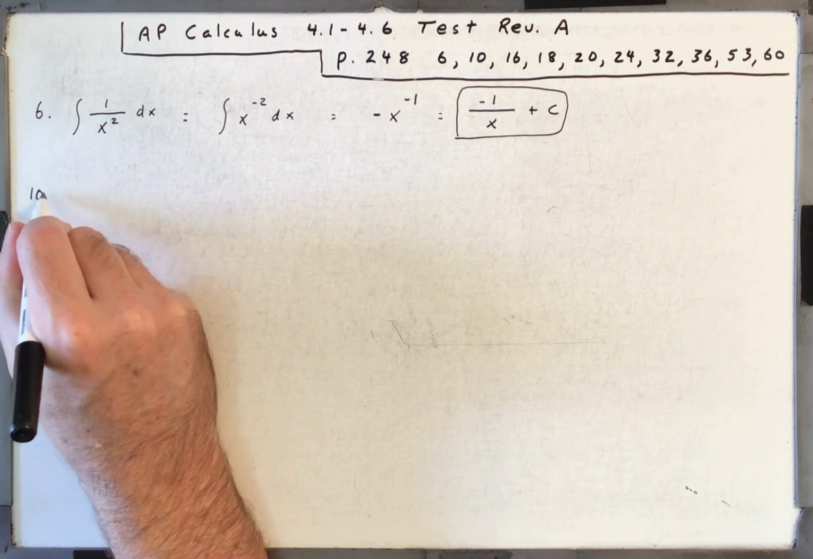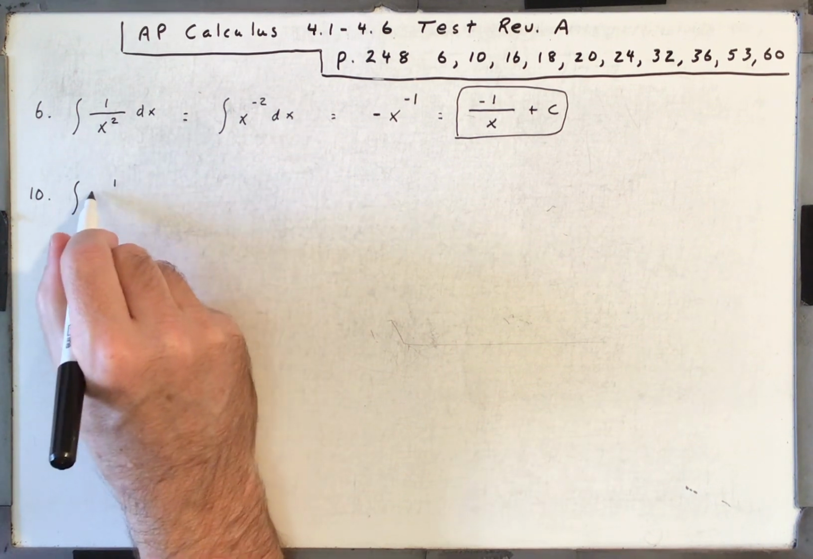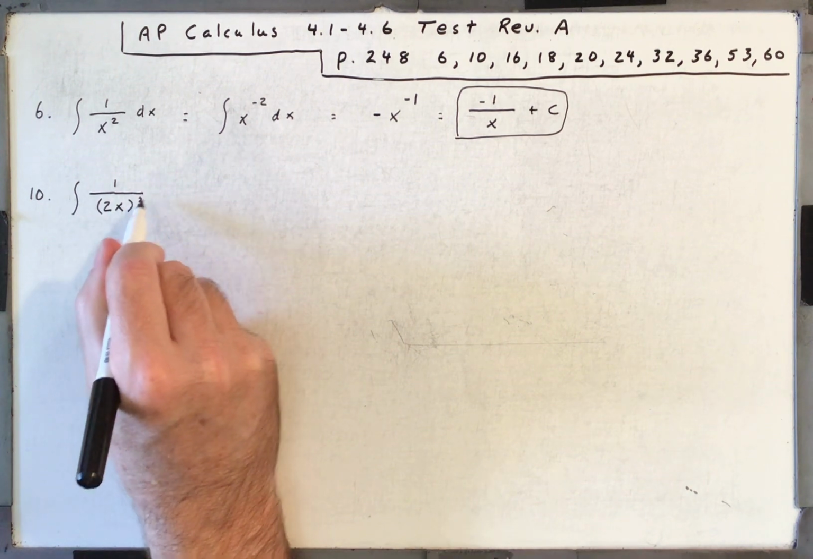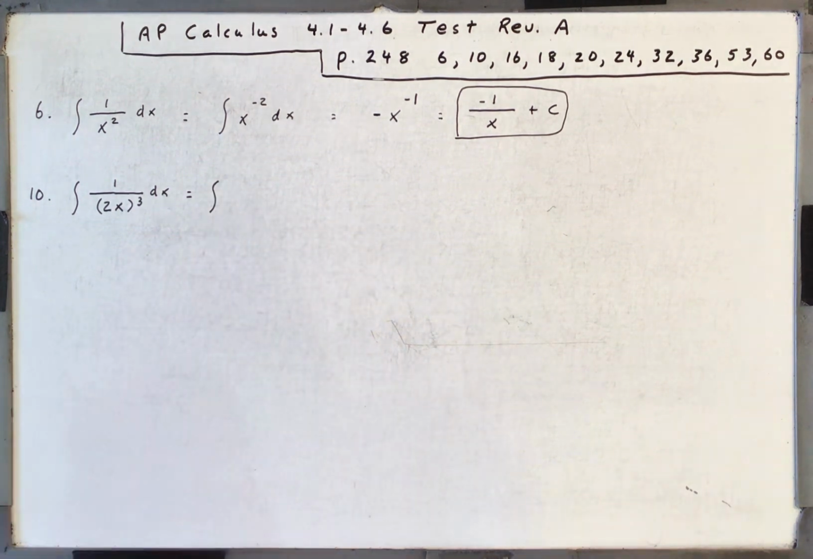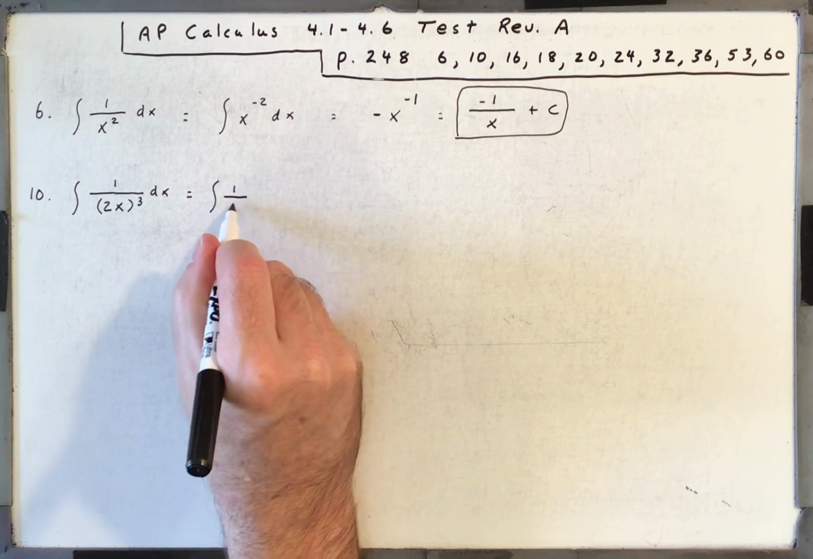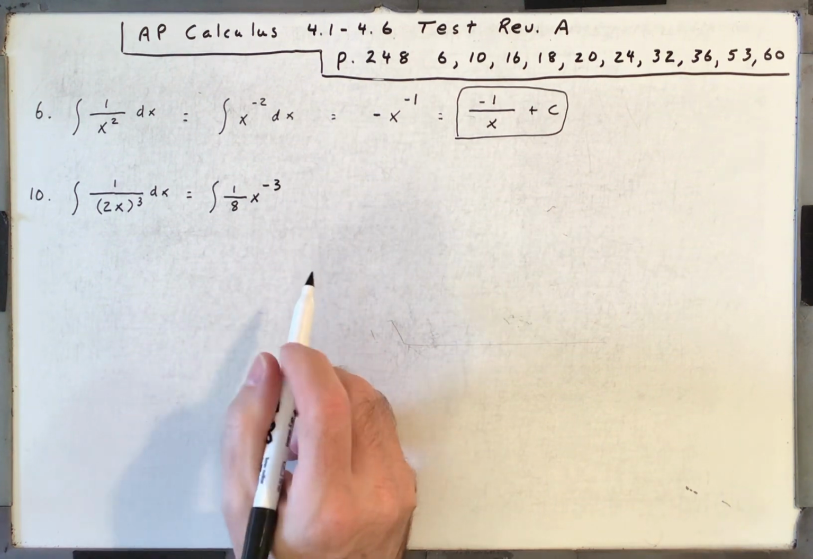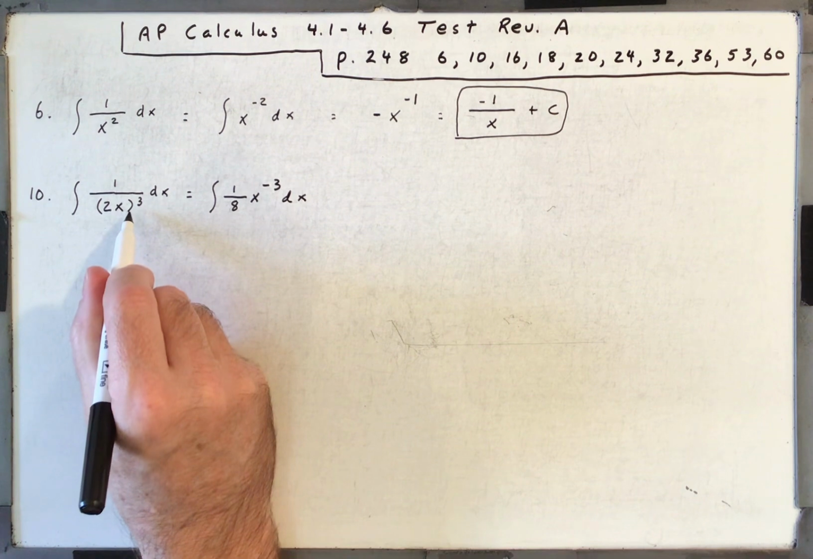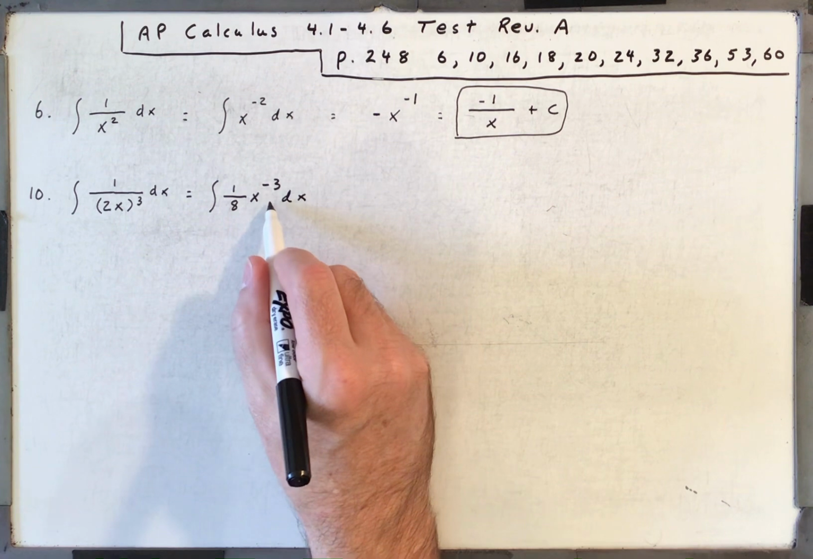Okay, number 10. Number 10, we have 1 over (2x) all cubed dx. Now I'm going to rewrite that. First of all, if you cube 2, you get 8. So this is the same as 1/8 x to the minus 3 dx. Okay, cube the x, cube the 2. So that makes 1 over 8, and then I'm going to bring that x cubed up top and rewrite as x to the minus 3.